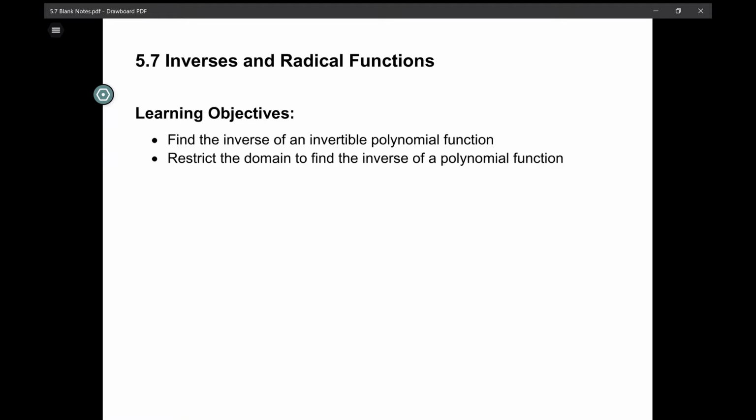Welcome to section 5.7. We're going to revisit inverse functions and especially how they relate to polynomial functions that we've been working with. So we're going to find the inverse of invertible polynomial functions. Oh, it doesn't say rational functions, but rational functions too. Let's write that up there. And if we need to, we're going to remember how to restrict the domain to find the inverse of a polynomial function.